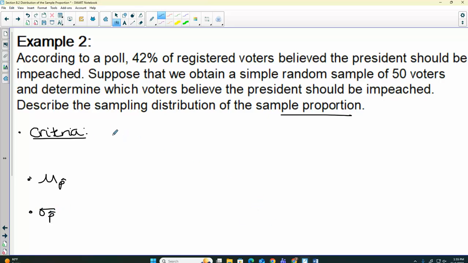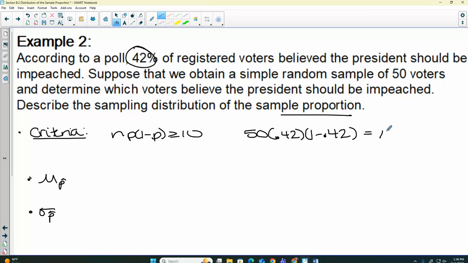Criteria for p hat: I need n times p times 1 minus p to be greater than or equal to 10. What's my n? 50. My p is my proportion of the population, so my p is 0.42. 1 minus 0.42. And we get 12.18, so we can assume it's normal.